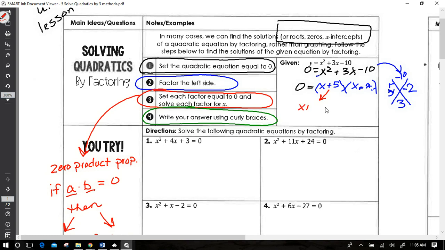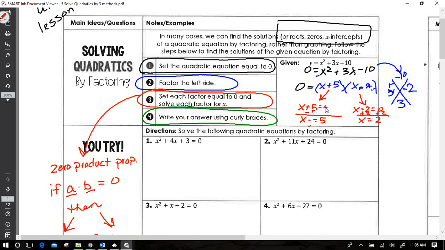So x plus 5 equals 0. x minus 2 equals 0. Okay, so now I'm going to solve each of these just like a one-step equation. Subtract 5 from both sides, and I now know that x equals -5. Add 2 to both sides of this, and x equals 2.